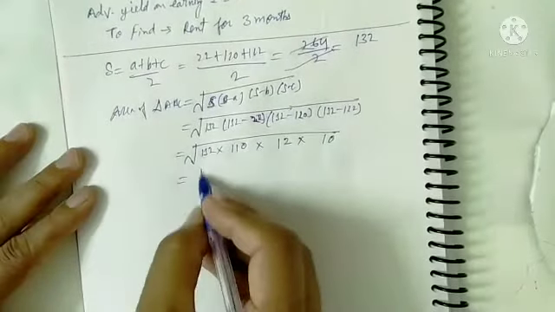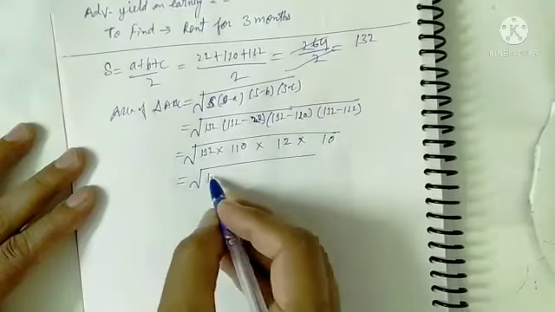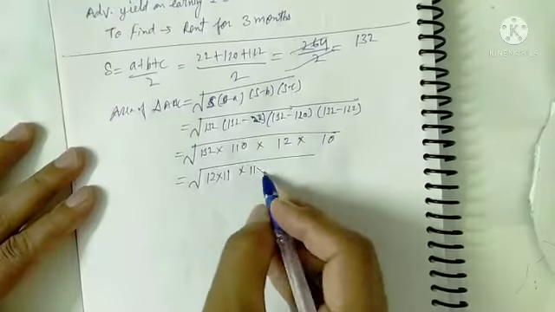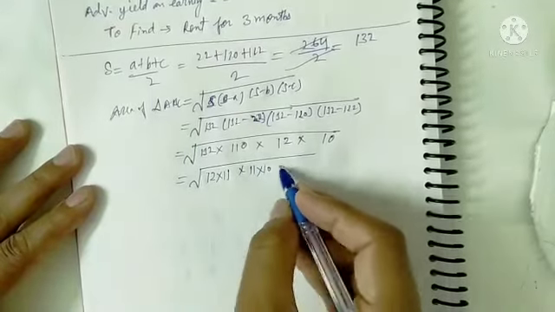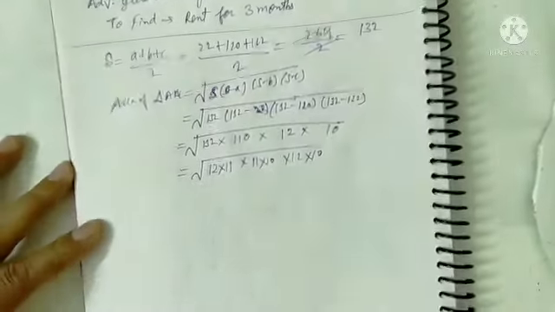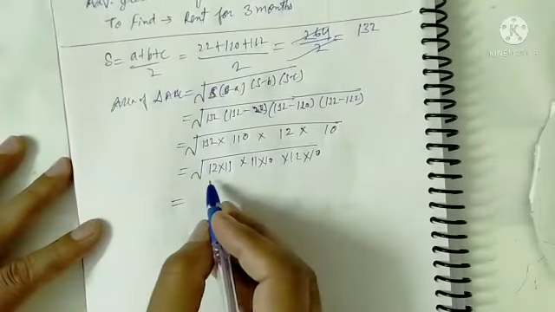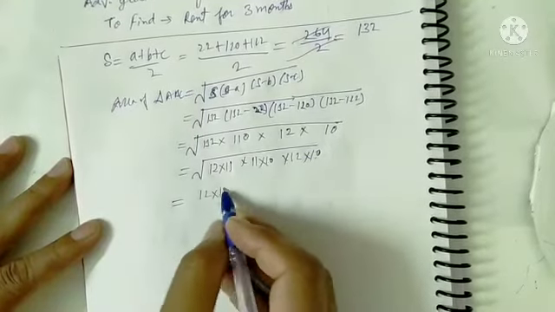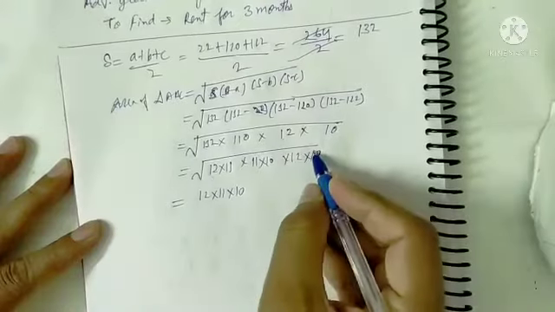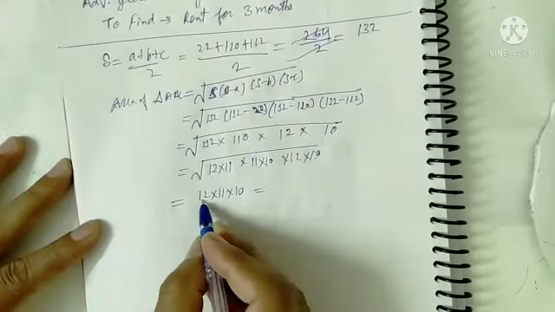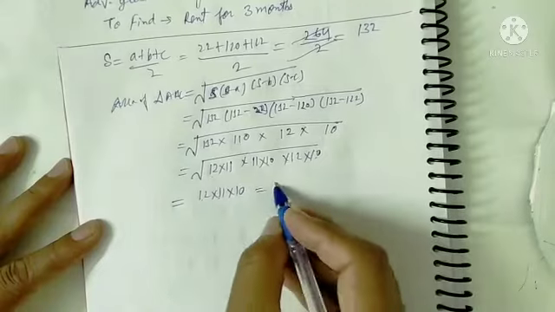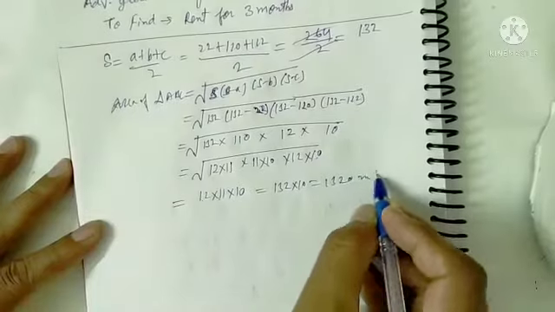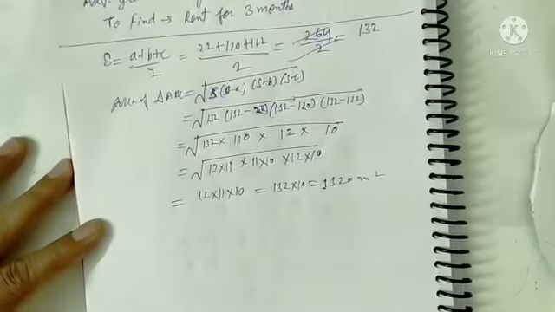Now see, you know that 132 is 12 times 11, the factors of 132. And 110 is 11 into 10. Multiply 12, multiply 10. Now see the pairs. Every number is having a pair. 12 is paired, 10 is paired, 11 is paired. So 12 into 11 into 10, all three numbers are paired and come out. Now multiply 132 by 10. It is 1320 meter square, the area of the wall we calculated.